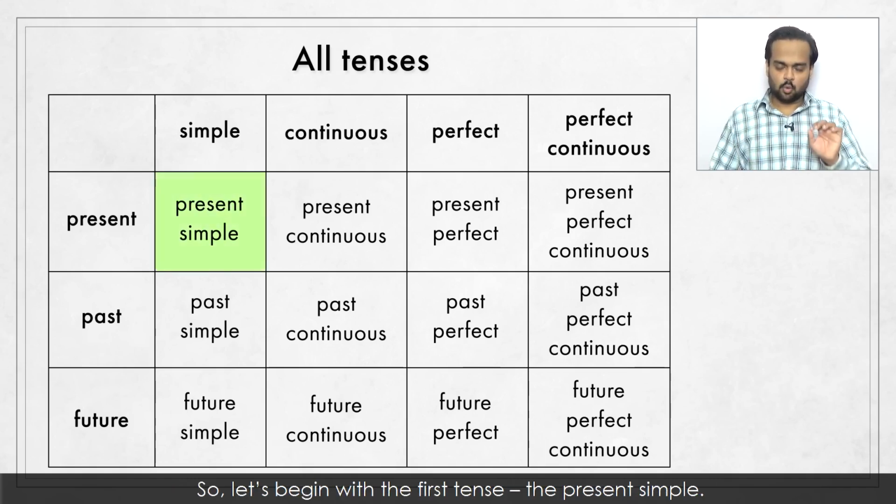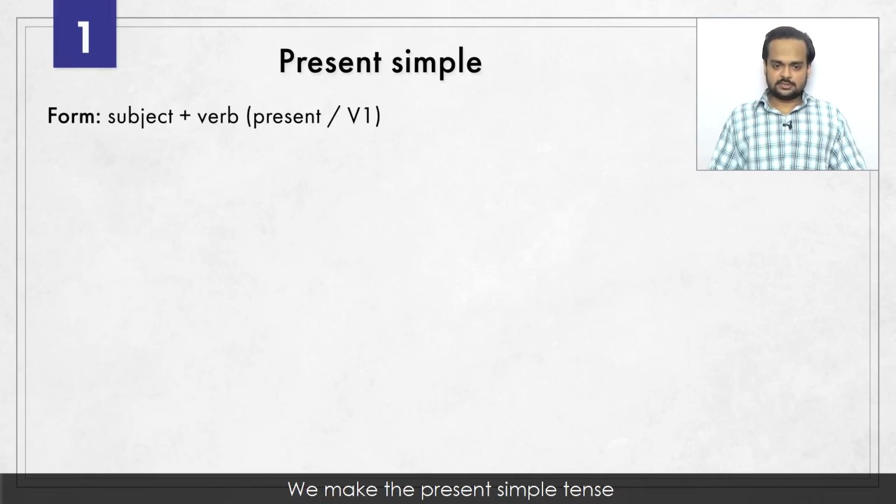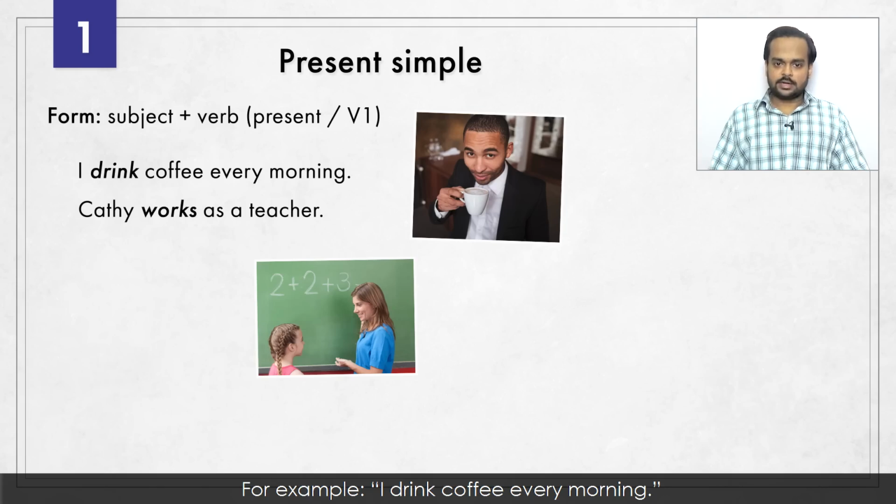So let's begin with the first tense, the present simple. We make the present simple tense with a subject like I, you, we, they, he, she, or it, and a verb in the present or the V1 form. For example, I drink coffee every morning. Kathy works as a teacher.